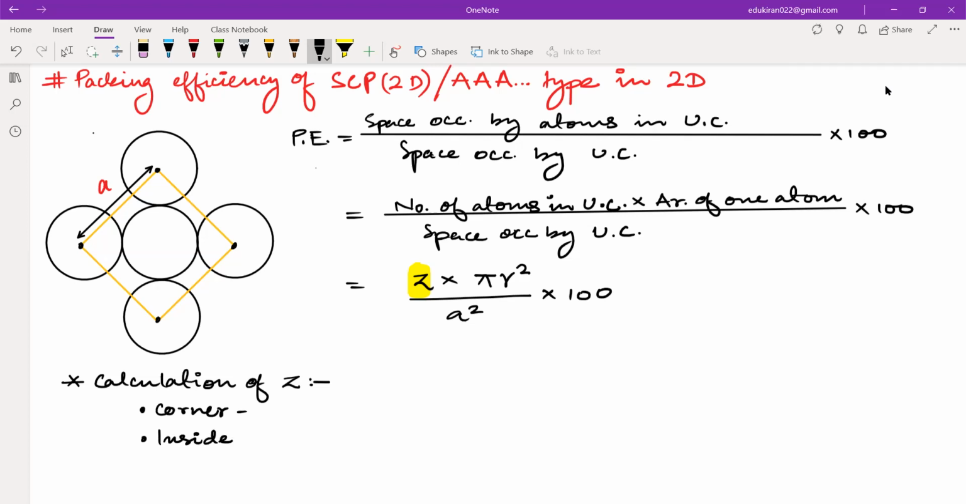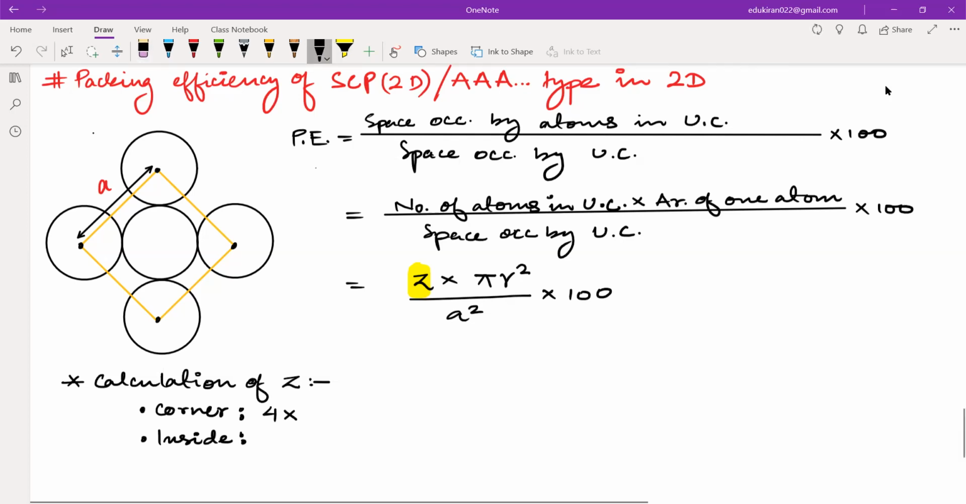Correct? Yes or no? Yes, sir. Okay. How many corner atoms are there? 4. Okay. Now, in Z, we have to calculate the contributions.